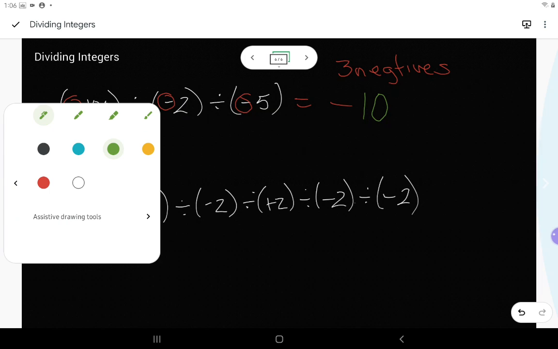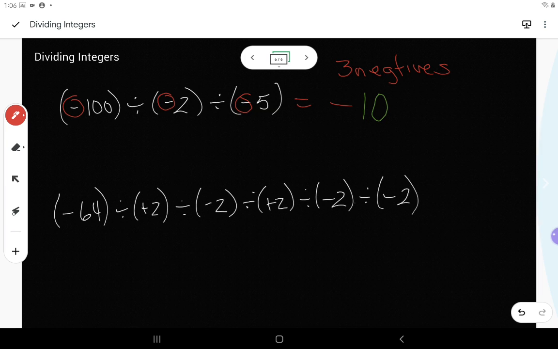Let's look at this next one. This is crazy. Definitely don't want to model it, right? But if I had to start off with negative 64 divided by positive 2 divided by negative 2 divided by positive 2 divided by negative 2 divided by negative 2. That's a lot. Let's figure out whether it's positive or negative first.